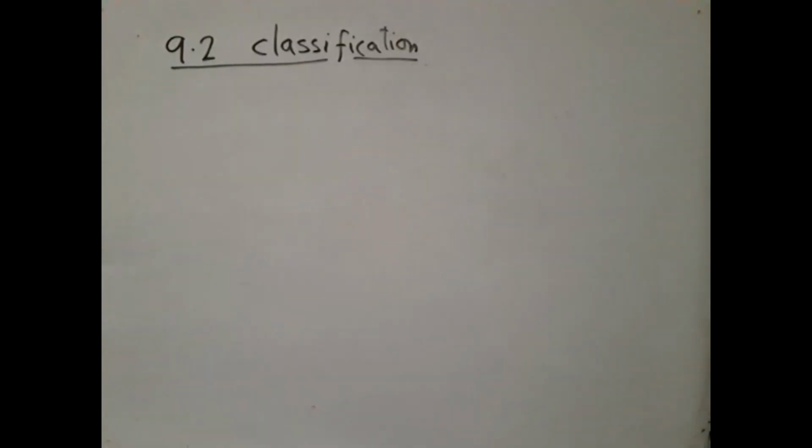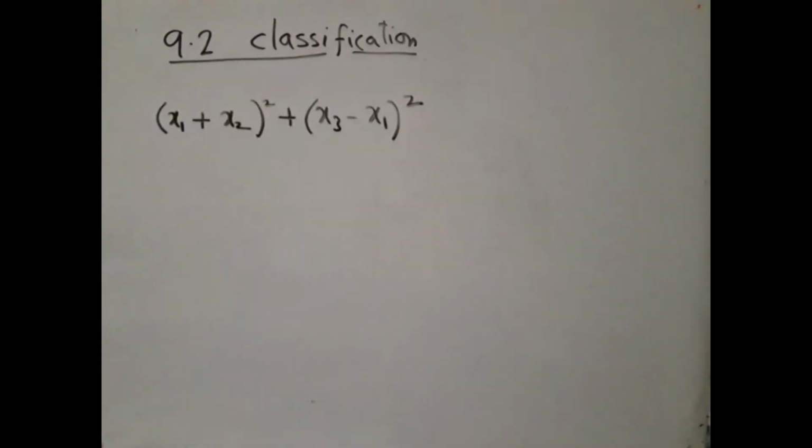Next we come to a classification of quadratic forms. Some quadratic forms, it will be seen, are always greater than or equal to 0, while some others are always less than or equal to 0. Yet some others can take both positive and negative values. The classification is based on that.